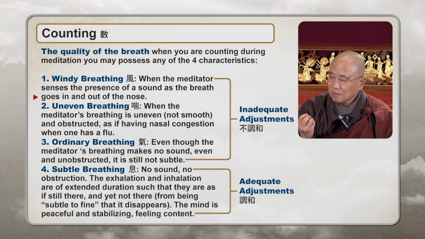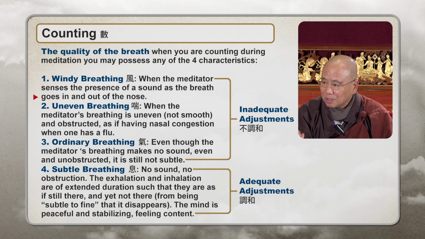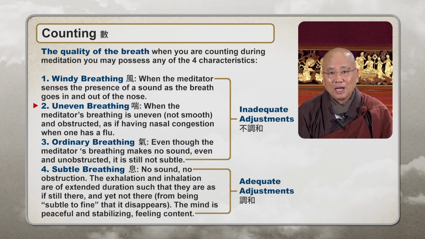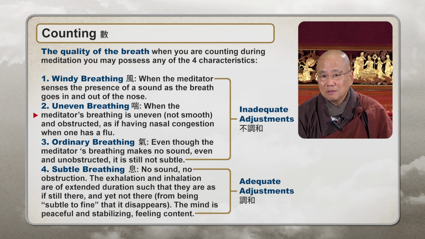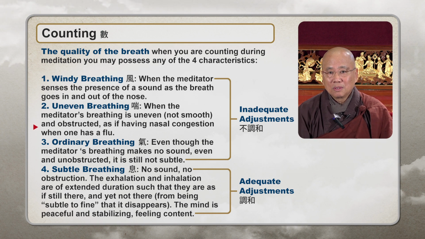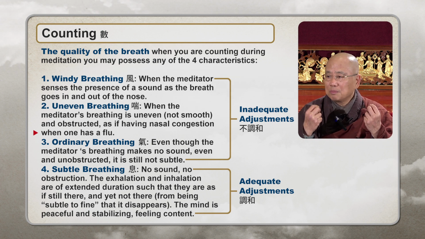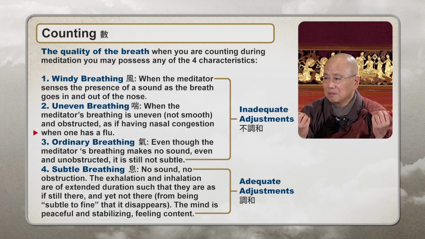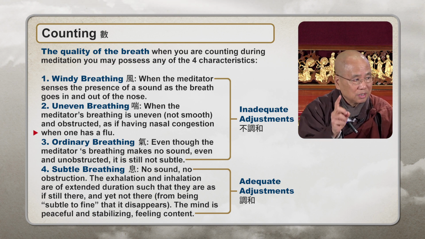The sound. If you feel the sound, there's one quality. You can feel the sound of the breath. There's one characteristic. The second characteristic is uneven breathing. When the meditator's breathing is uneven, not smooth, and obstructed, as if having nasal congestion when one has a flu. So in other words, your breath is interrupted. Your breath is not smooth. Your breath is not even. That's uneven breathing. That's another characteristic in your breath.